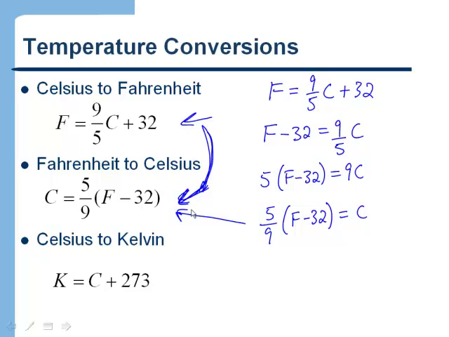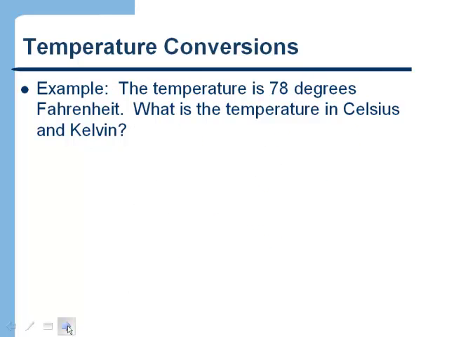And then finally, to go from Celsius to Kelvin, basically we take whatever the temperature is in Celsius and just add 273 degrees. So let's try these out. So here's an example. The temperature is 78 degrees Fahrenheit. What is the temperature in Celsius and in Kelvin? Well, to find the temperature in Celsius, I'm going to use this formula. The temperature in Celsius is 5/9 times (the temperature in Fahrenheit minus 32).